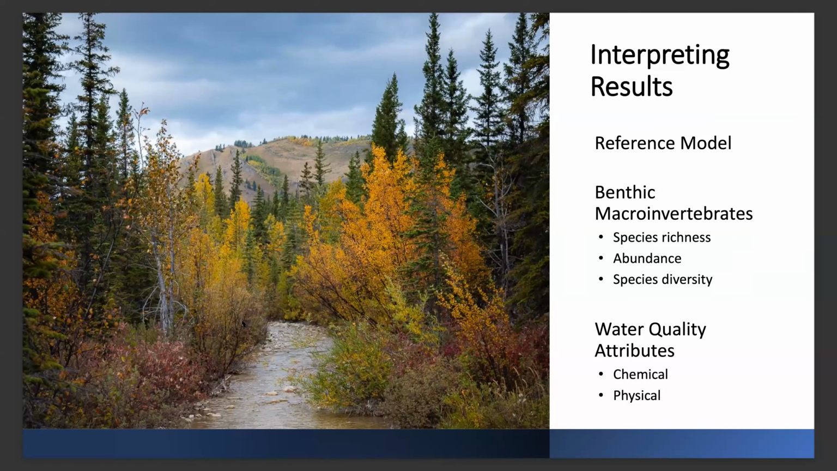There are a number of different ways of looking at the bugs to figure out what they are telling us. One of them is species richness. The more species you have present at a site, the better. Abundance is how many of the actual individual bugs you collect, and the more of those, for the most part, the better. And species diversity, which differs a little from species richness, because it's not just how many species, but how evenly they are distributed. You don't really want one dominant species with a whole pile of bugs and very few bugs in the other species. The more even they are, the better.